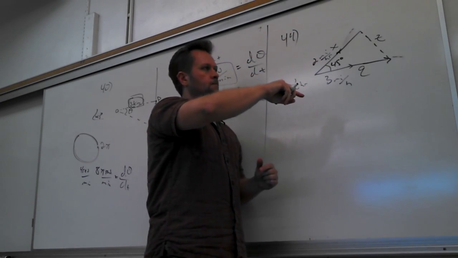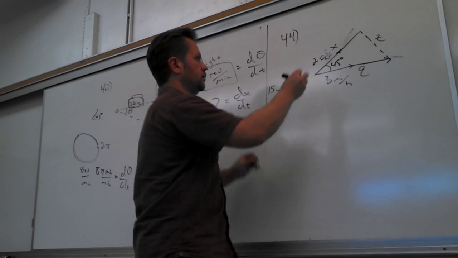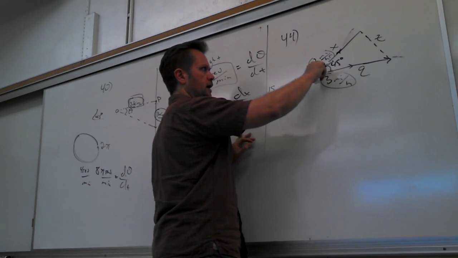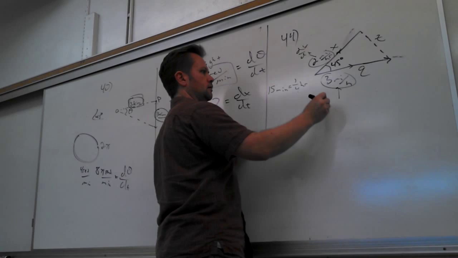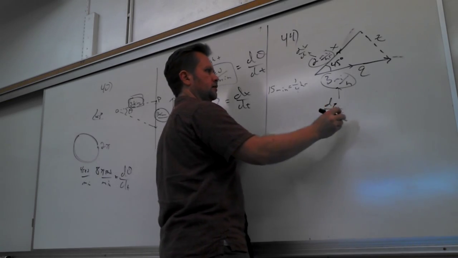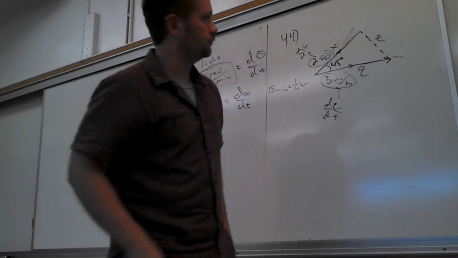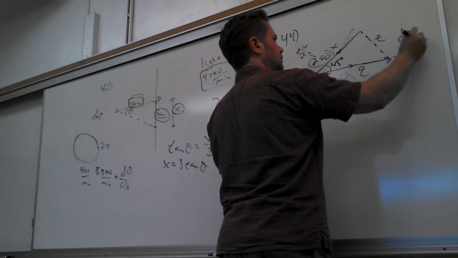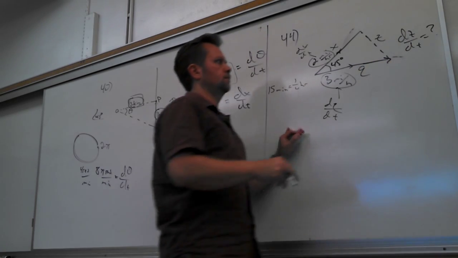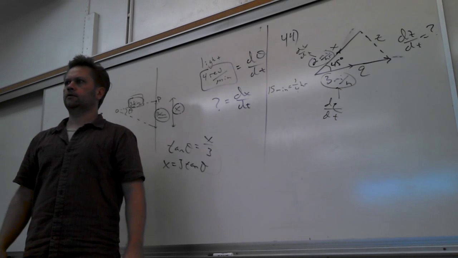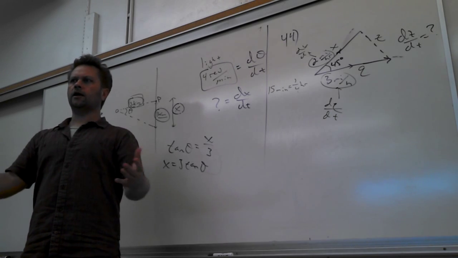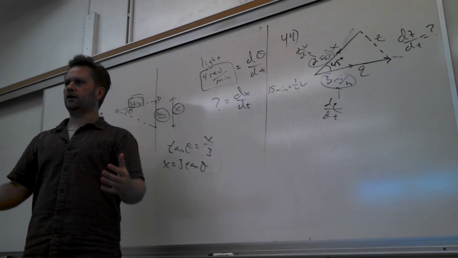What is it that they tell me? These are easy. What are those? That's dx dt. And that is dq dt. I like it. And they ask me for dz dt. Kick ass. What does this look like? It's trying to set up here.